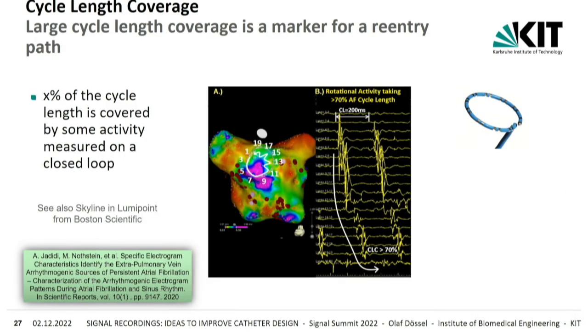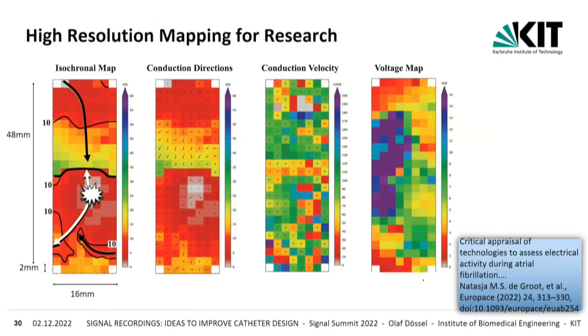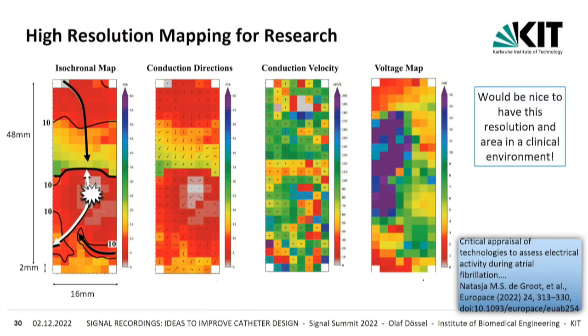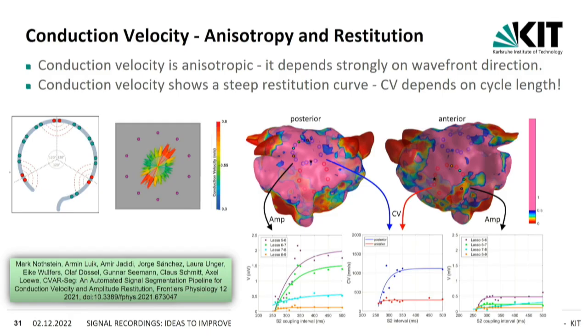And I skip this one because of time. And I refer here again to another picture that I think also comes originally from Matthijs and which we have seen a few minutes ago. If you look at the conduction velocity map, how can you pick up such a beautiful map with matrices with a 4 or 5 millimeter distance? I would say impossible. We cannot see all these details, and these are real human data. It's the reality that we have to face, and my message is it would be nice to have this resolution and area in a clinical environment.